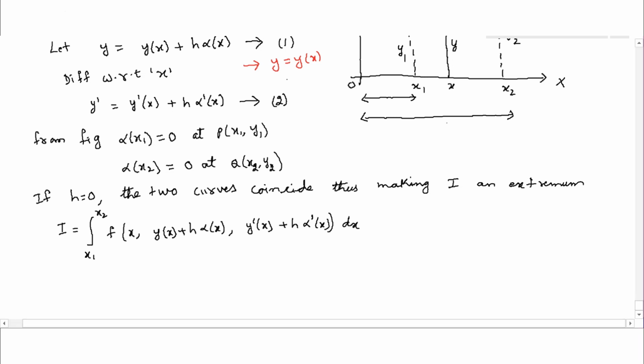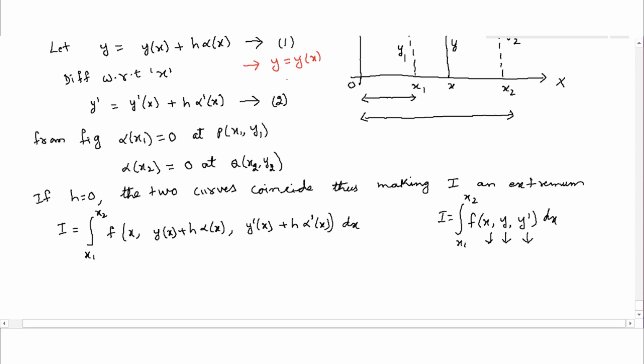Why are we writing it in this form? Because in the statement I have already mentioned that the function can be written as the integral from x1 to x2 of f of x comma y dash into dx. So I have I equal to the integral from x1 to x2 of f of x comma y dash. I have written x as it is. In place of y of x, I have used equation number 1, and y dash I have written from equation number 2. I have just plugged in those values over here.